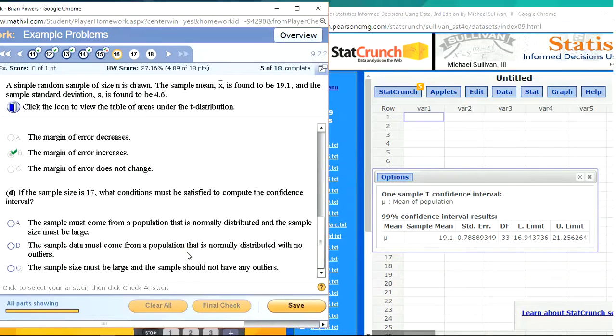Okay? If the sample size is 17, what condition must be satisfied to compute the confidence interval? For a small sample size, say anything less than 30, we really need a normal distribution from our population. So the sample must come from a population that is normally distributed with no real outliers.